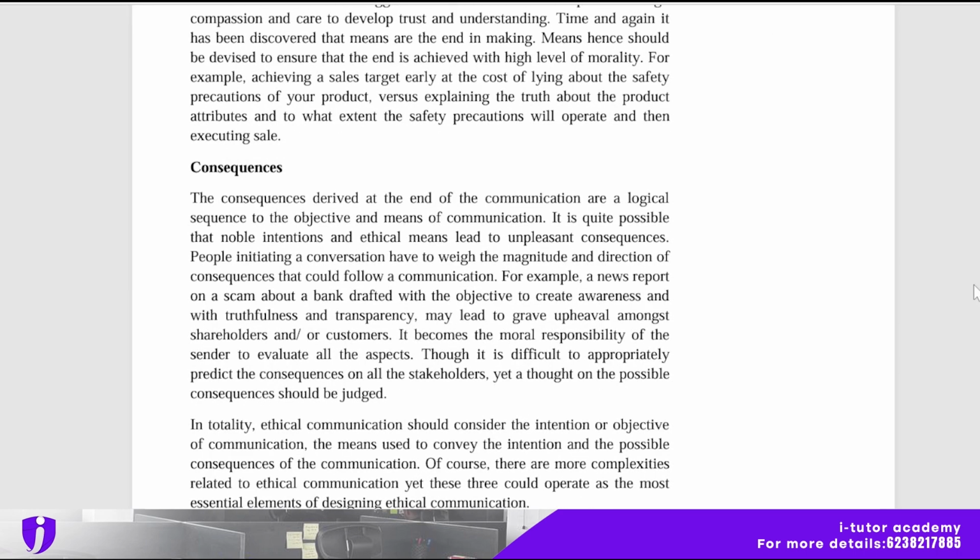Consequences. The consequences derived at the end of the communication are a logical sequence to the objective and means of communication. It is quite possible that noble intentions and ethical means lead to unpleasant consequences. People initiating a conversation have to weigh the magnitude and direction of consequences that could follow a communication. An example: a news report on a scam about a bank, drafted with the objective to create awareness and with truthfulness and transparency, may lead to grave upheaval among shareholders and customers.